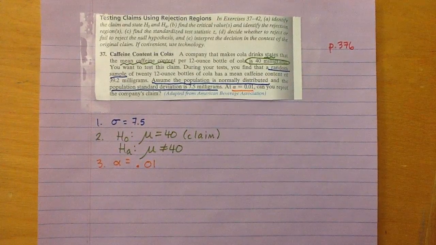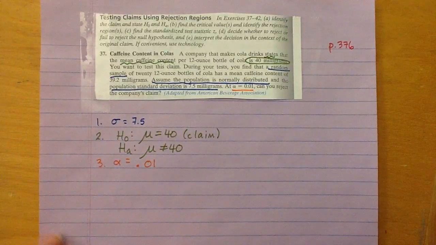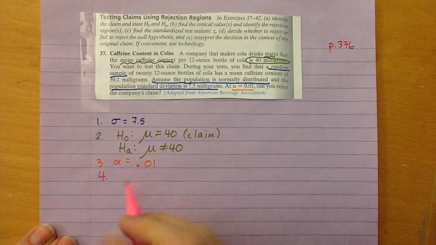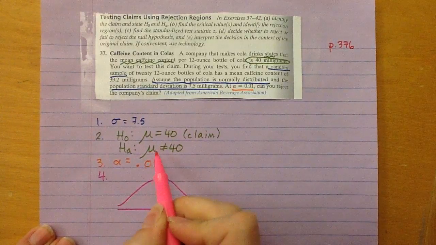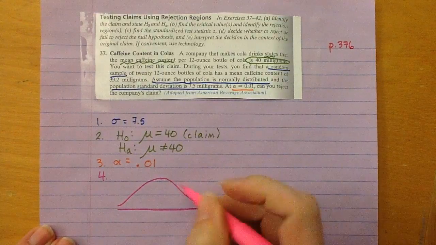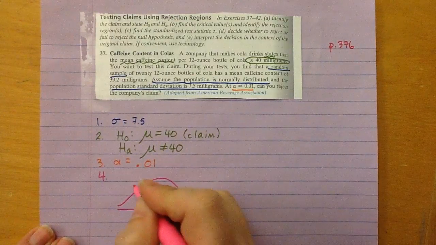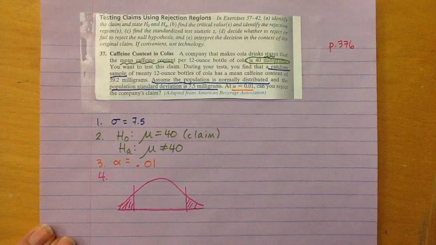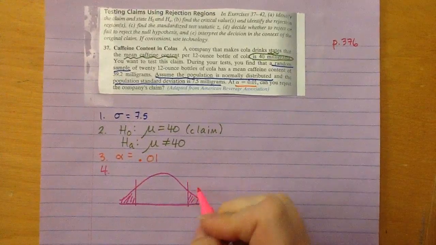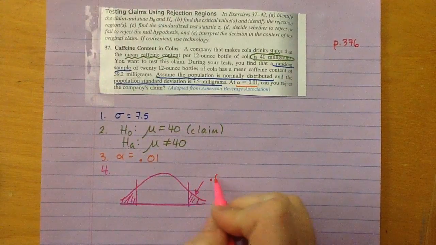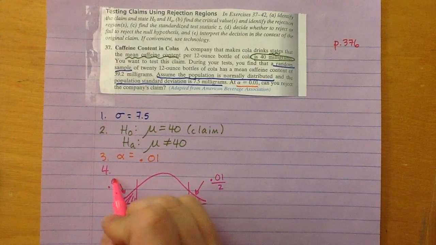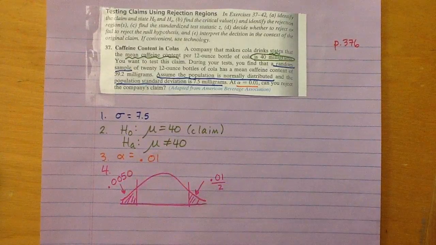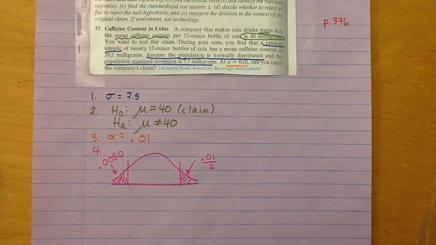Step 4, use alpha to determine critical values. Sketch and shade the rejection region. So step 4, we're going to have a rejection region. Since it's a not equal to, that is going to make it a two-tailed test. And at alpha equals 0.01, each of these areas is going to be 0.01 divided by 2. So that makes it 0.005. And I'm going to tack another 0 on there so that when I look up my area, it has 4 decimal places.